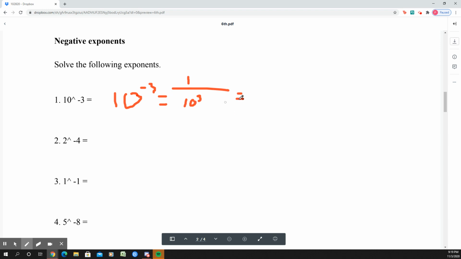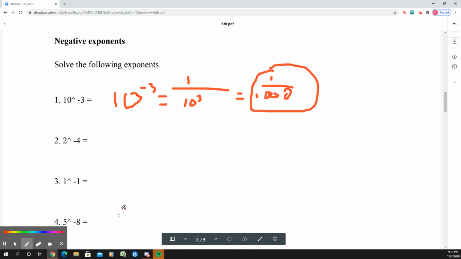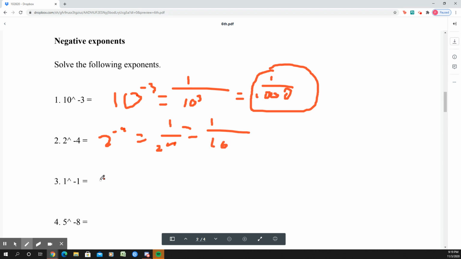And then after that, you just simplify, which is 1,000. So 10 to the negative third power is just 1 over 1,000. And that's how you solve negative exponents, basically. 2 to the negative fourth is just 1 over 2 to the fourth, which is just 1 over 16. This one's pretty funny because 1 to the negative first is just 1 over 1 to the first, which is just 1 over 1, which is just 1. Okay.